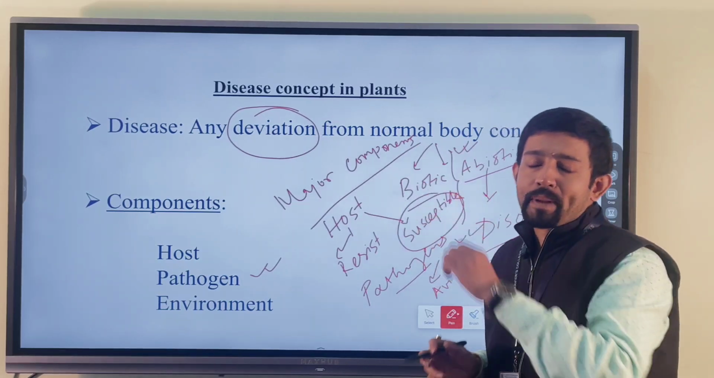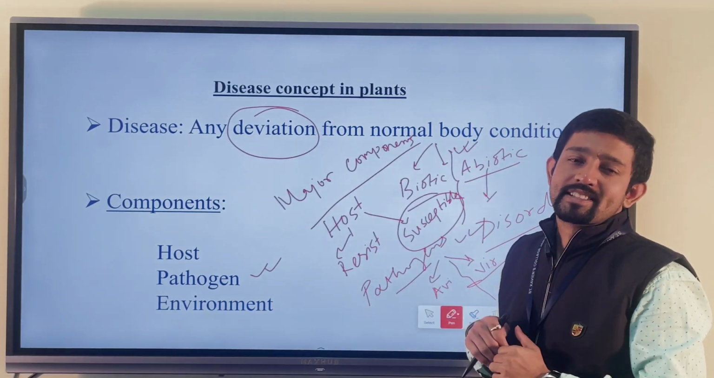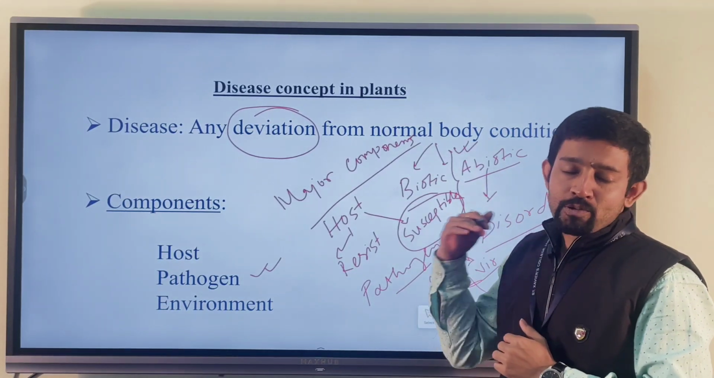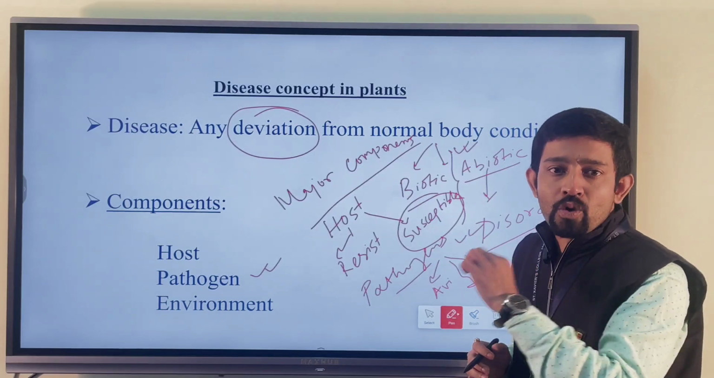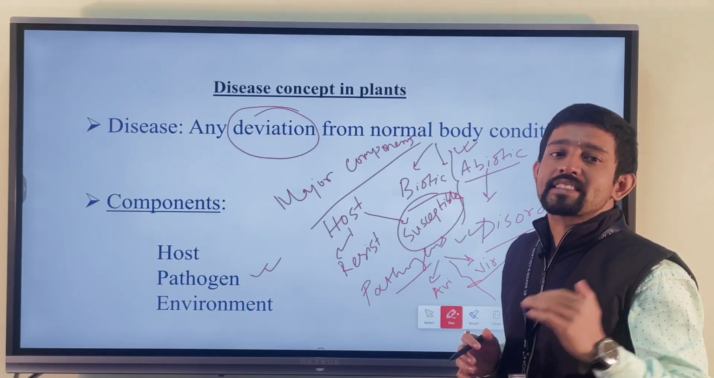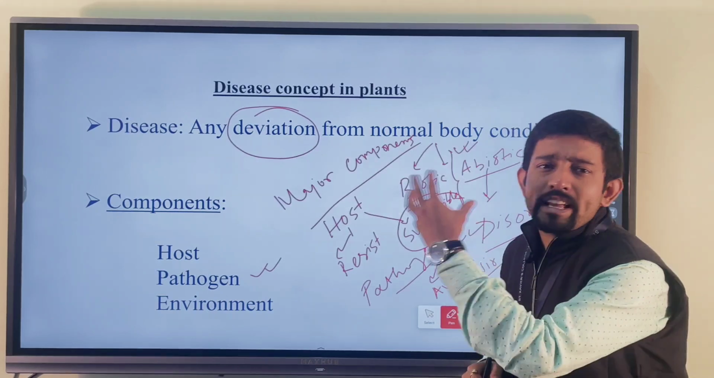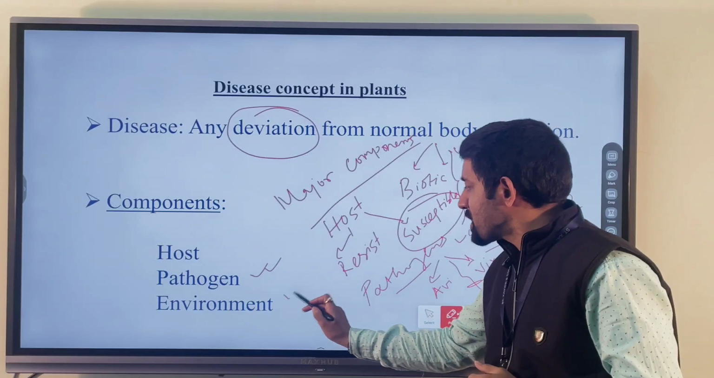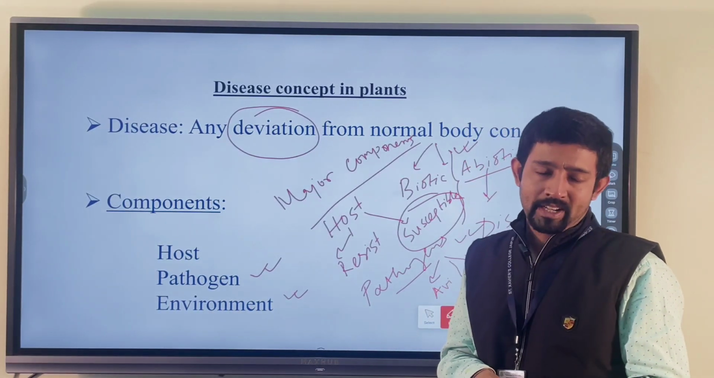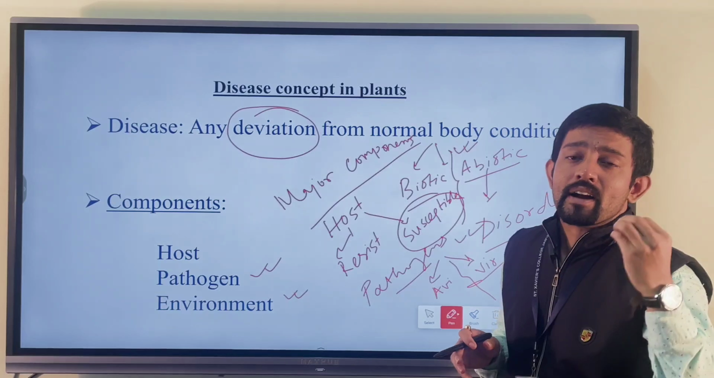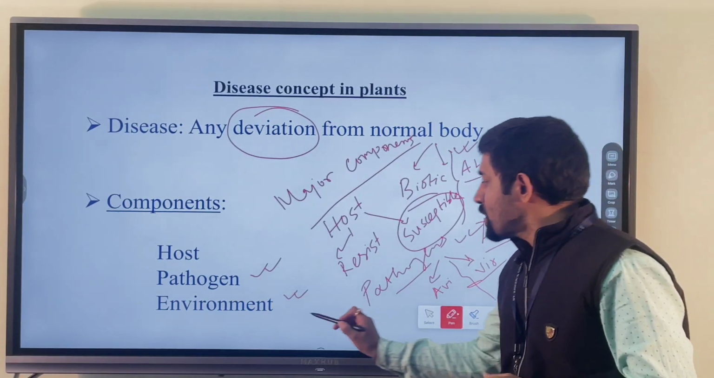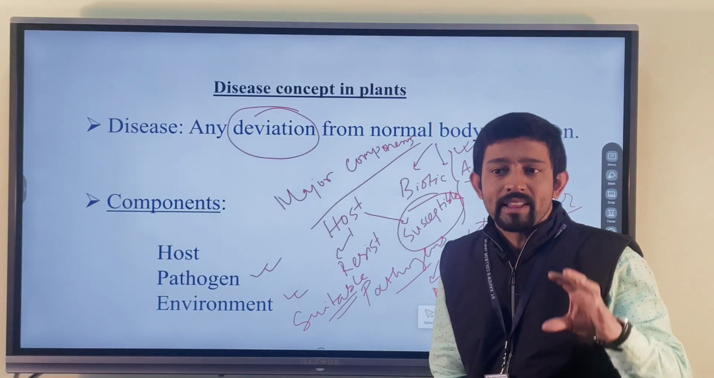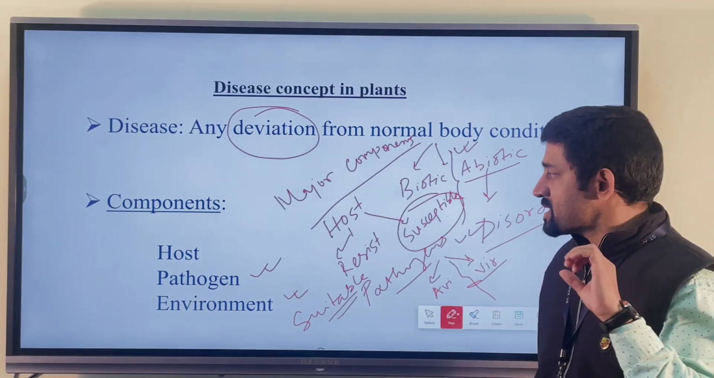Avirulent pathogens are those pathogens which are not able to cause disease inside the host plant. In contrast, the virulent pathogens are able to cause disease inside the host plants. Now coming to the third major component of a disease, that is environment. For the occurrence or development of a particular type of disease, a suitable and optimum environmental condition is essential.